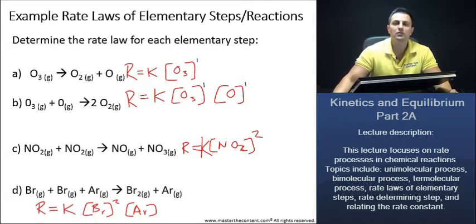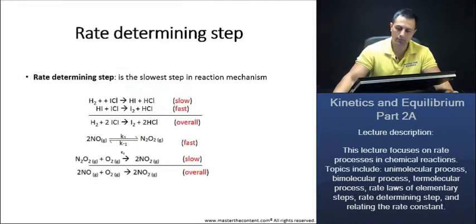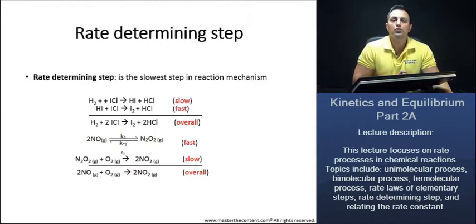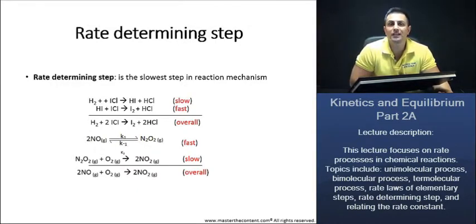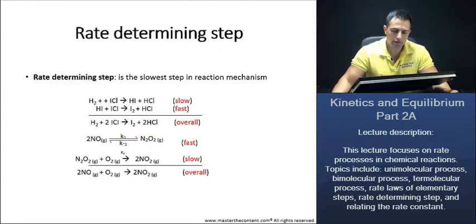Now let's move forward and take a look at the rate determining step. This is important because we're going to do some examples and they're going to tie together in just a few moments. Whenever you have a reaction that's multi-step, the slowest step is the rate determining step in that reaction. The rate determining step is the slowest step in a reaction mechanism. We have two different reactions here.